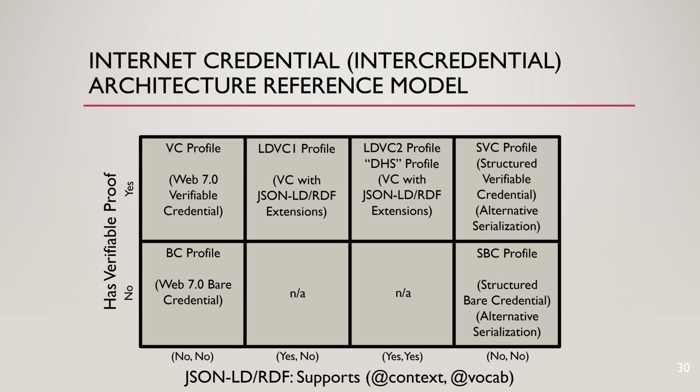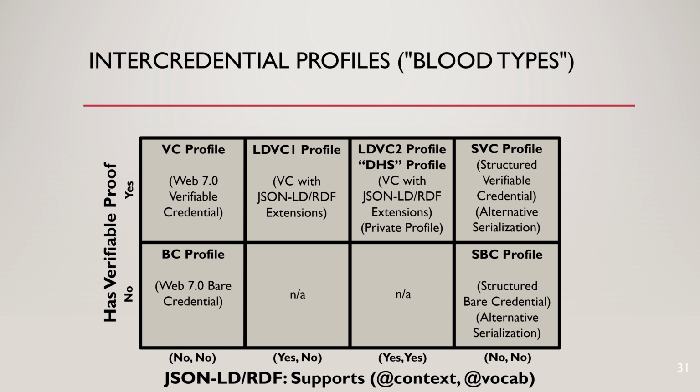So again, we're back to the internet credential architecture reference model, a 2x4 matrix. We're going to look at this version of the matrix. It's exactly the same as before, but we've highlighted the internet credential profiles or the InterCredential blood types. So starting in the bottom left-hand corner, we have a bare credential. It's a credential that has an identity as one of its attributes or claims or properties. It does not have a verifiable proof. You can see that on the vertical axis. At the top of the vertical axis, we have the VC profile, which is a verifiable credential. It's a bare credential that has a verifiable proof.